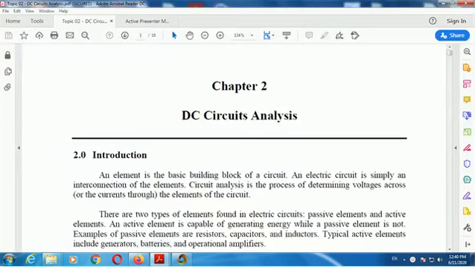DC stands for direct current. In this subject we study DC circuits and AC circuits. In the beginning part we study DC circuits. We start with basic circuit analysis.